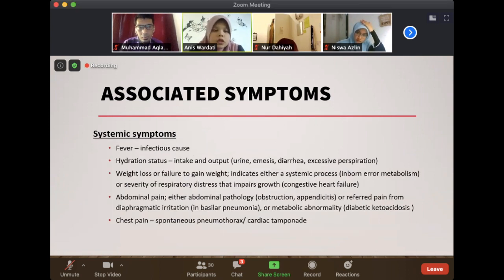Okay. For the systemic symptoms, we can ask about fever, which can indicate infective causes. You can also ask about hydration status, the intake and the output.